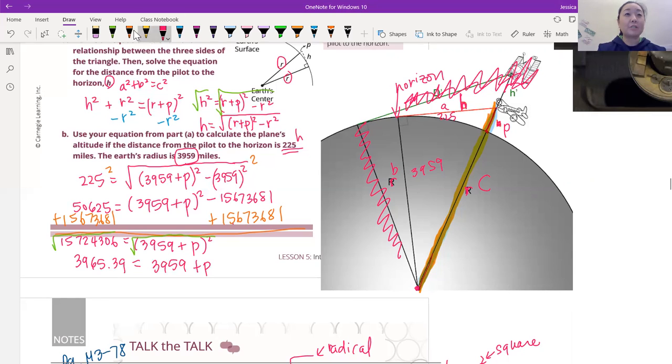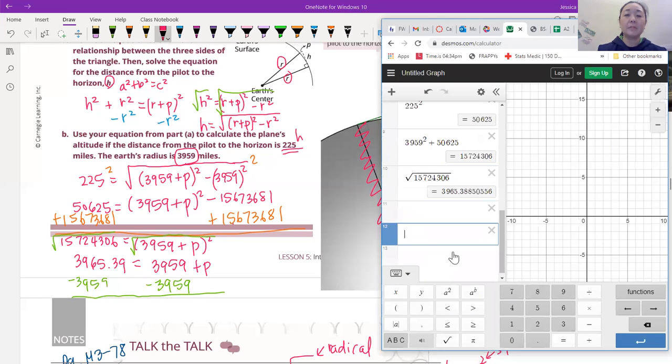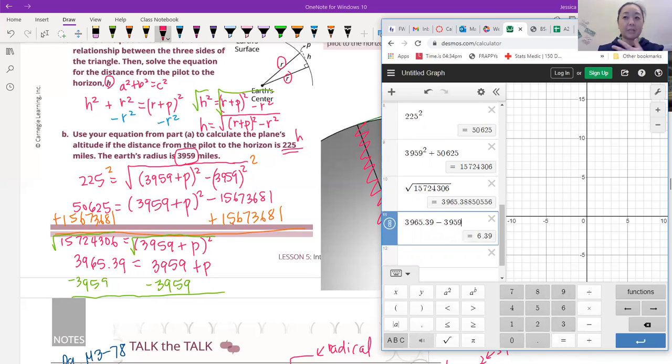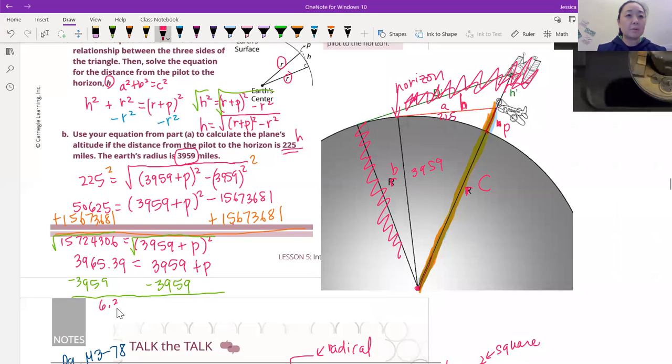Are you ready? Now we're almost there. Don't give up on me. You got this. Now we're just going to subtract 3959 from both sides. So it's going to be 3965.39 minus 3959. Remember the radius, we're taking that out. And that's going to give us 6.39. So 6.39, and that's going to be what the plane's height is.